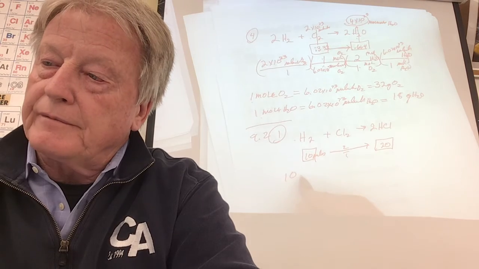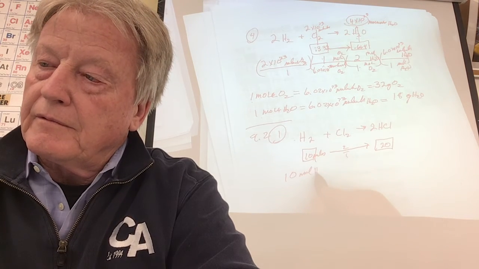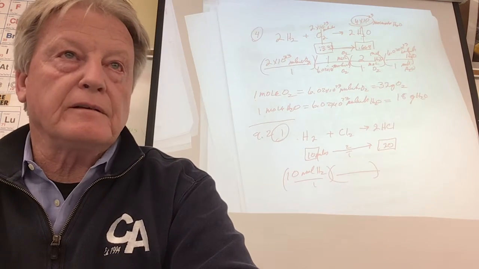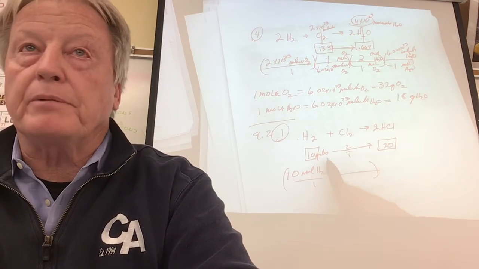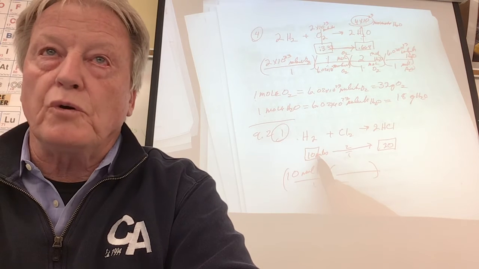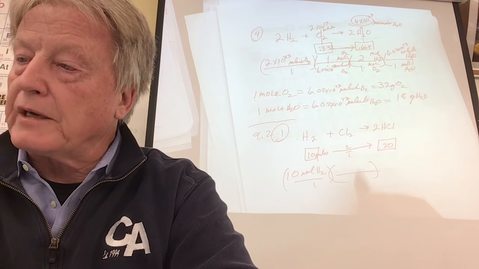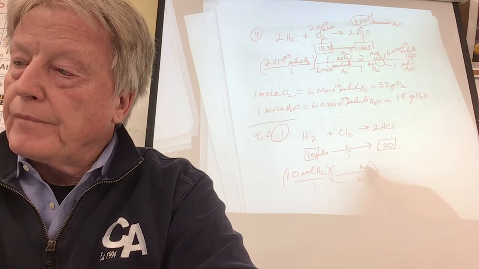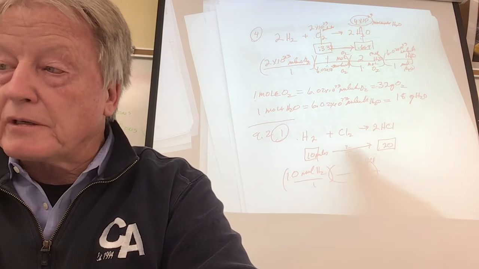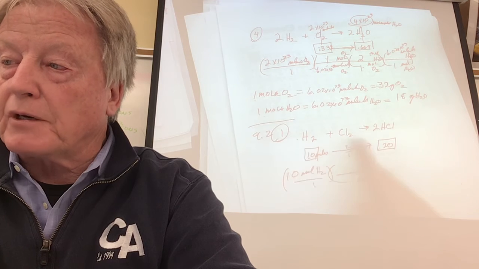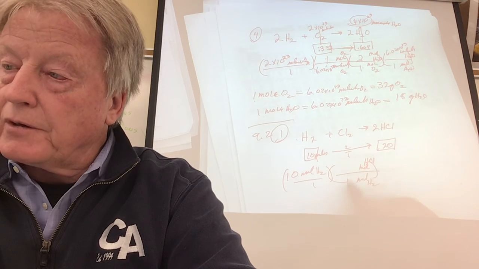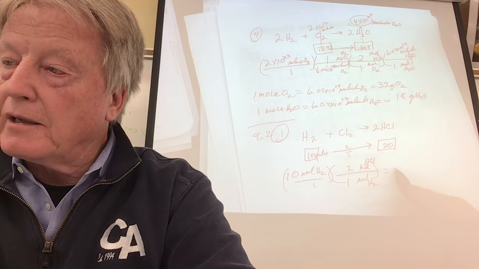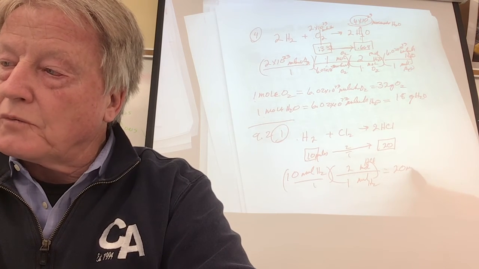What's my given? Everybody ready? Okay, now look at my plan. Change moles of hydrogen into moles of HCl. And because I'm going sideways, I get my numbers from the coefficients. For every one of those, you get 2 of those, and look at that. That's why this shortcut works.